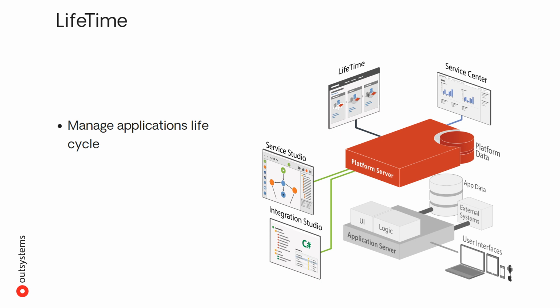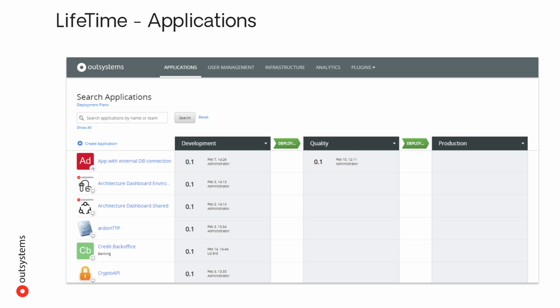Whereas Service Center allows us to manage an individual server or environment, Lifetime allows us to manage the full application lifecycle across multiple environments. Lifetime is also a web app that extends the Service Center's capabilities. It allows you to see the application's lifecycle across different staging environments. From the development environment to the quality environment to the production environments, we can track our applications and the versions of those applications that are deployed to each environment in your infrastructure.